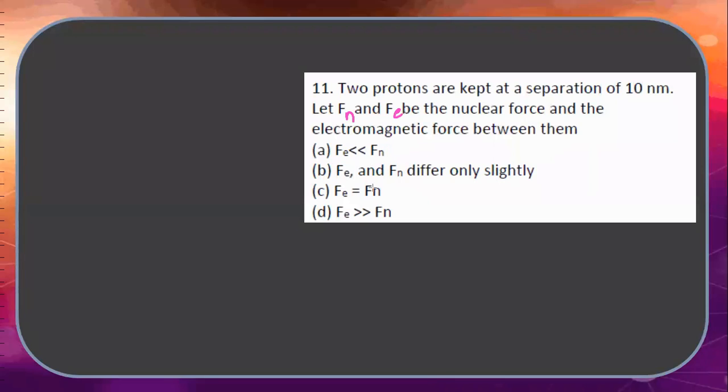Two protons are kept at a separation of 10 nanometers. Let Fn and Fe be the nuclear force and the electromagnetic force between them. The nuclear forces are greater than that of the electromagnetic forces. Next.